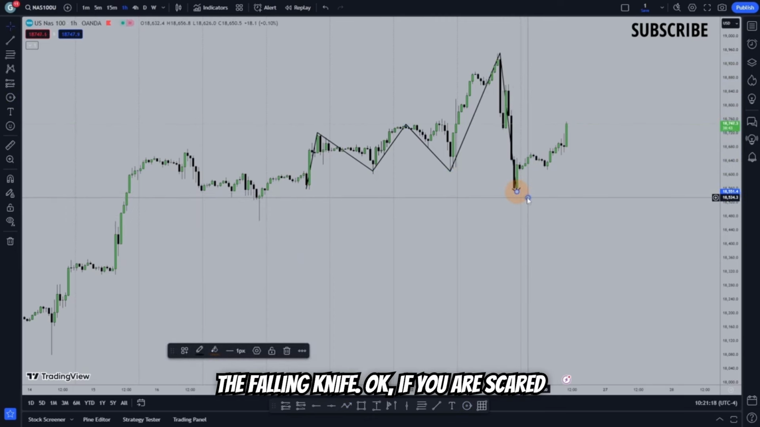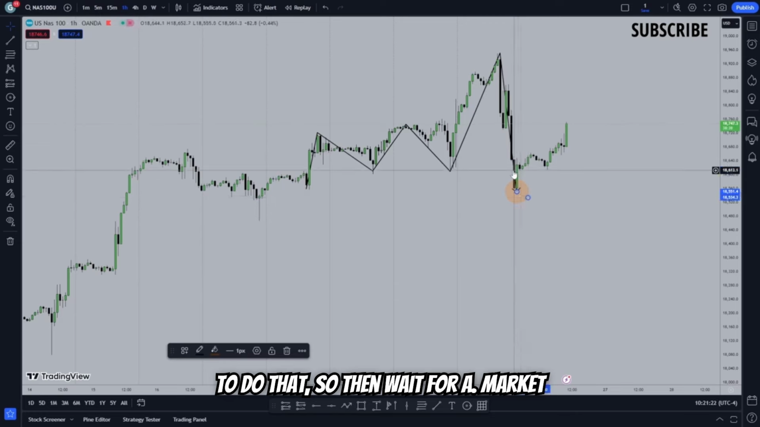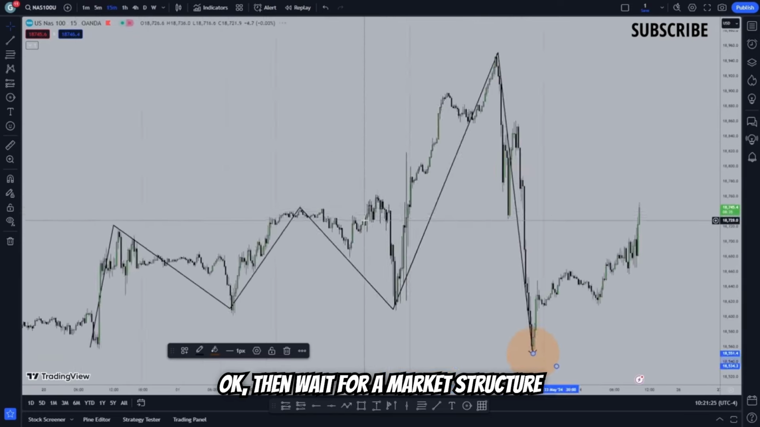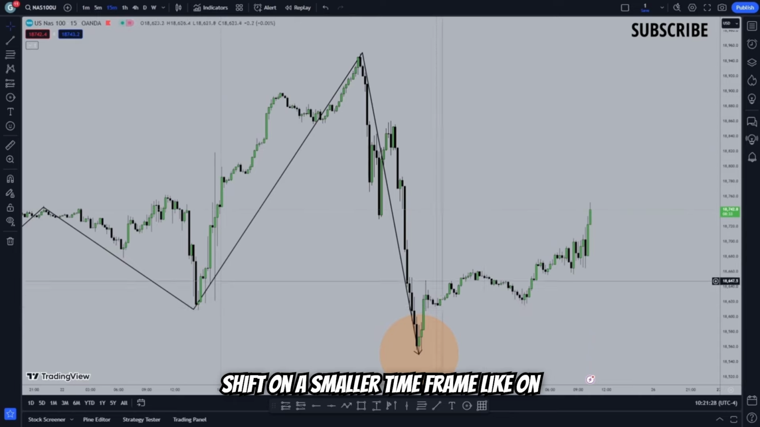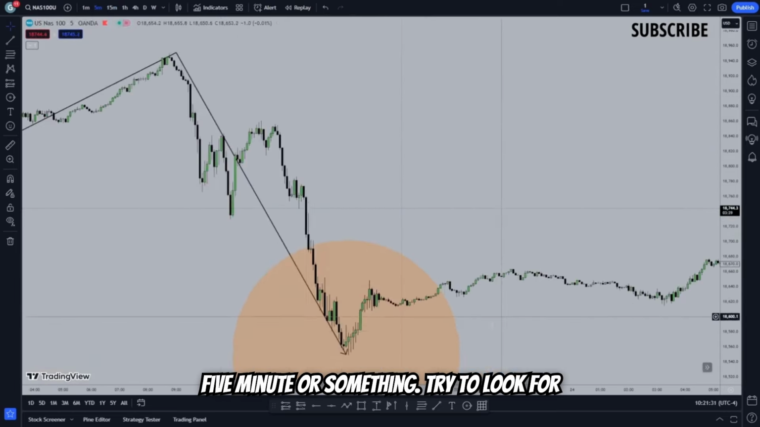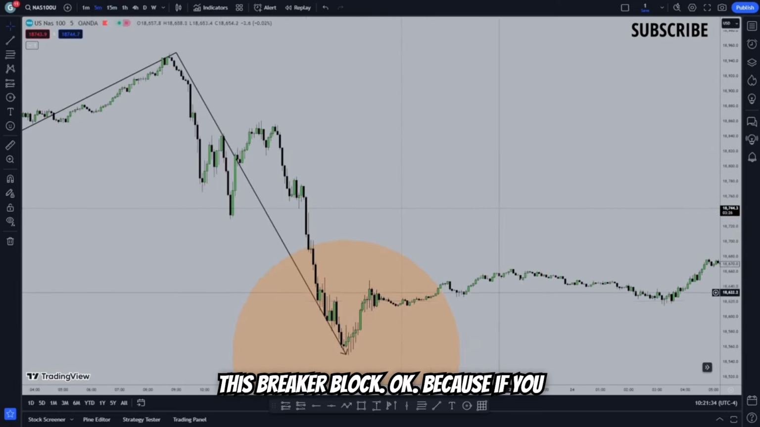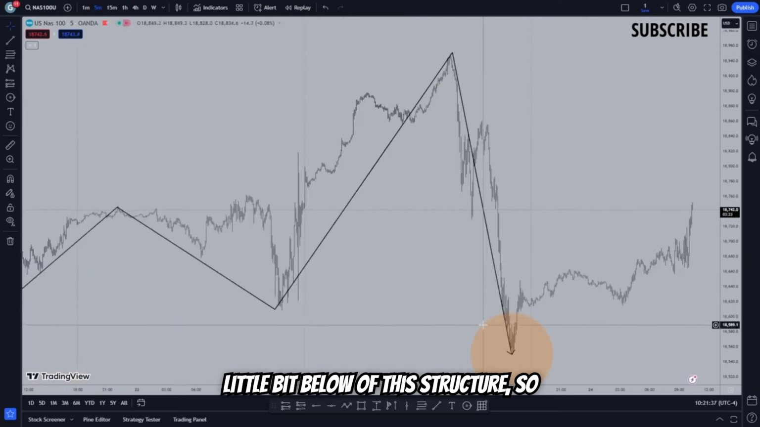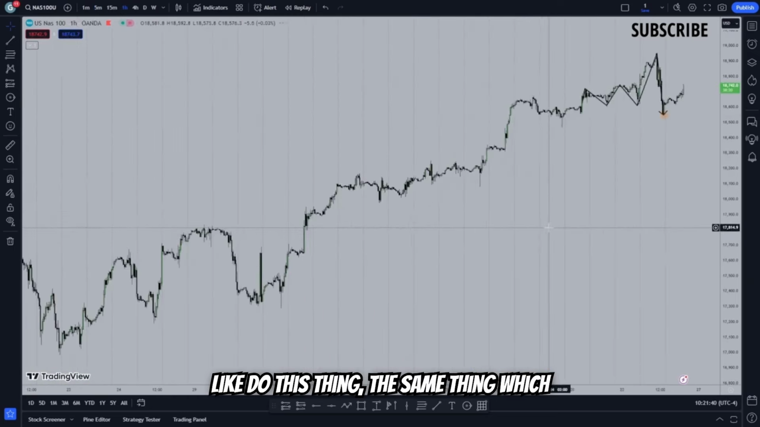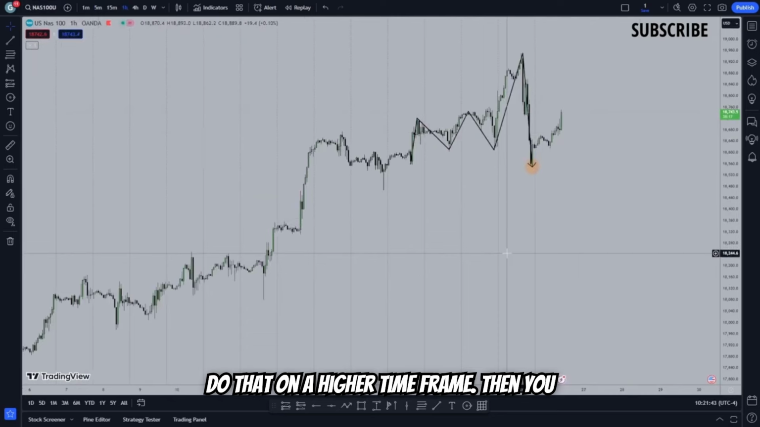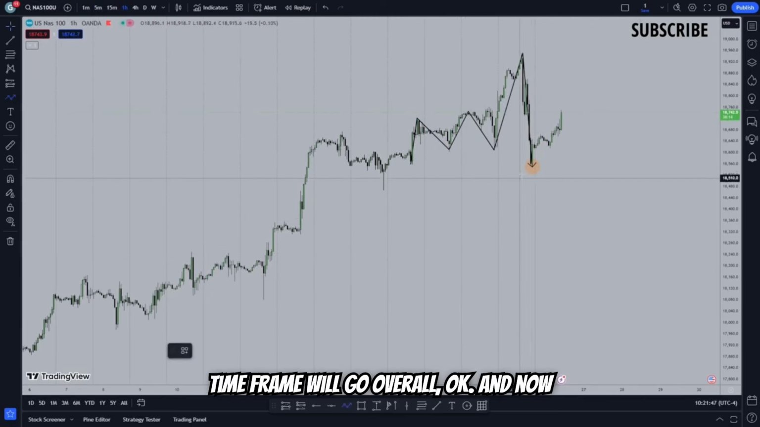Now people say this is like catching a falling knife. Okay, if you are scared to do that, then wait for a market structure shift on a smaller time frame, like 5 minutes or something. Try to look for some trades on a smaller time frame from this breaker block. If you're afraid to place your limits a little below this structure, do the same thing which you were doing on a 5-minute time frame, on a higher time frame. Then you will get to know where the higher time frame will go overall.